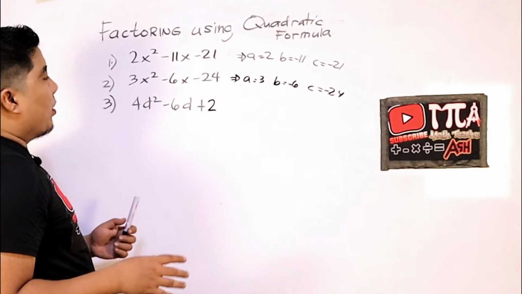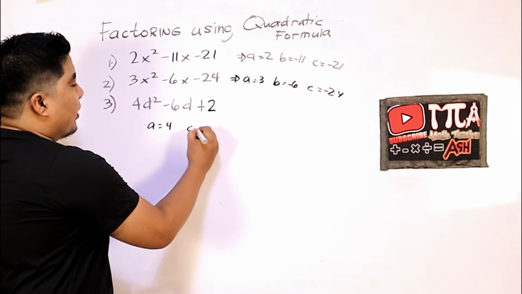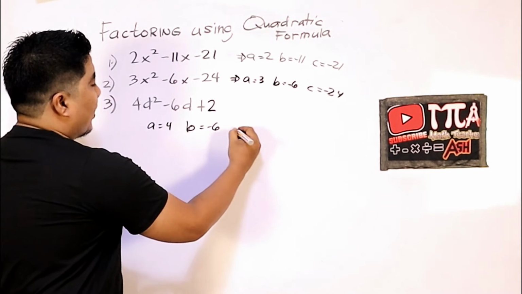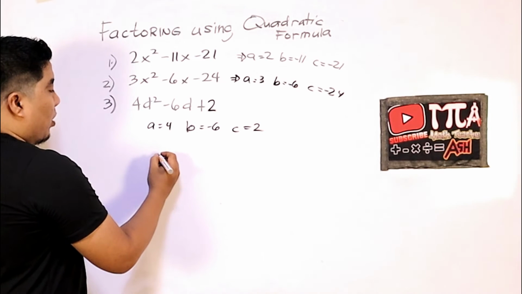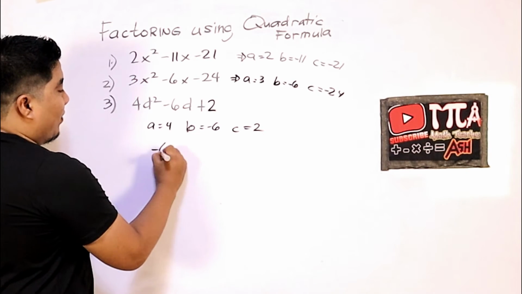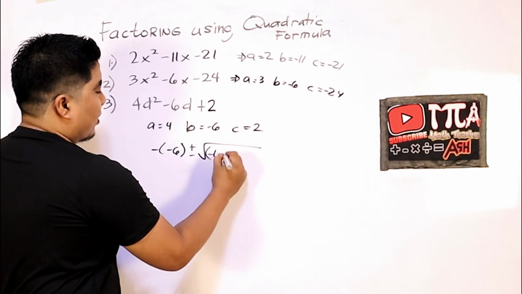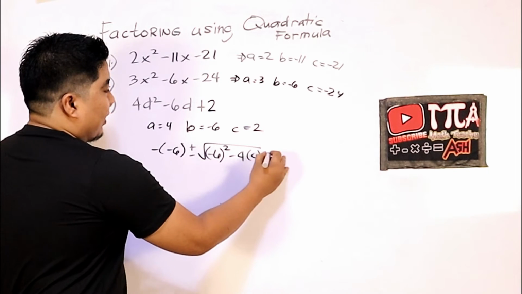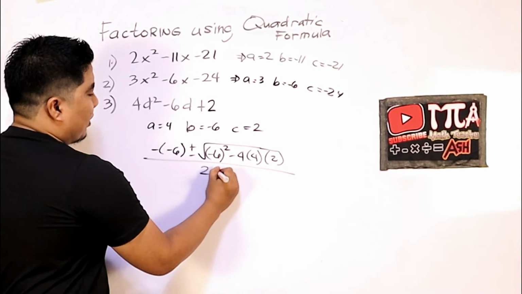We have 4d squared minus 6d plus 2. So our a here is 4, our b is negative 6, and our c is positive 2. So if we apply our quadratic formula, we have negative negative 6 plus or minus the square root of negative 6 squared minus 4 times a, that is 4, times c, that is 2, all over 2 times 4.